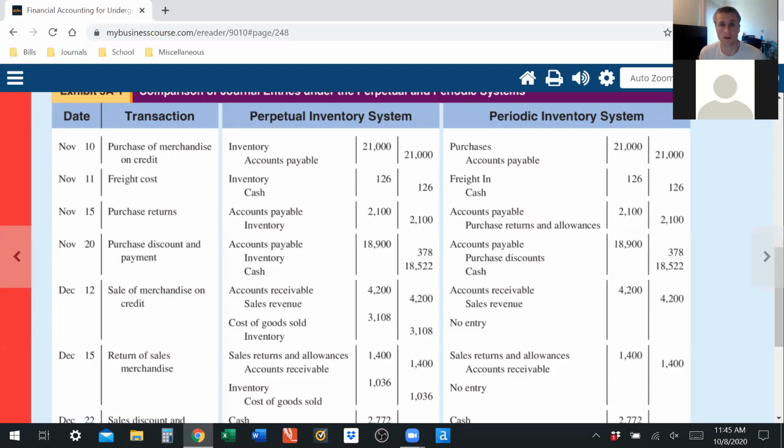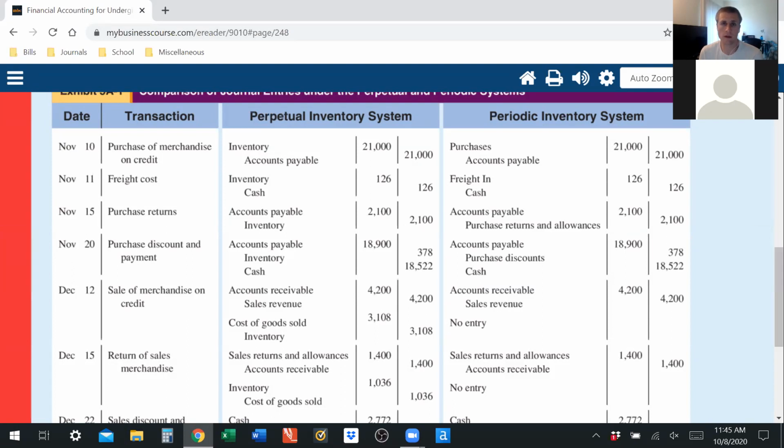Whenever you pay for the stuff that you previously purchased, under the perpetual system, remember this is a journal entry, you debit accounts payable, credit cash, and the difference, the discount, if you get a discount. If you don't get a discount, you just debit accounts payable and credit cash. But if you pay within the discount period and you get a discount, you credit inventory for the discount. Under the periodic system, you credit purchase discounts.